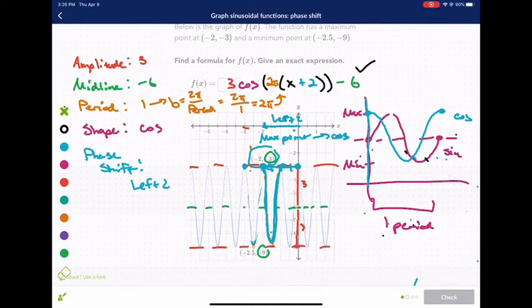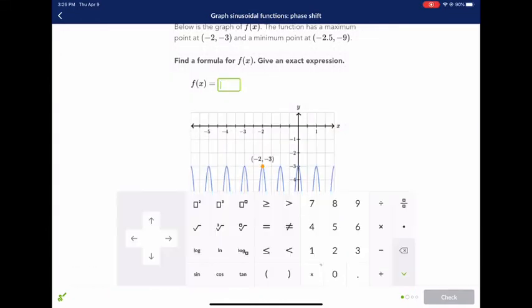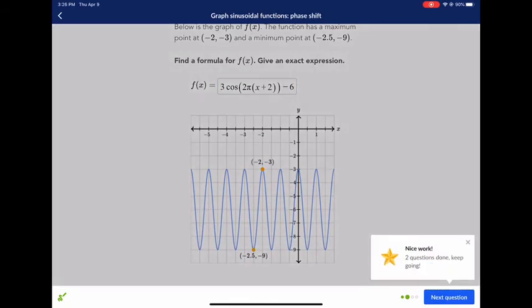All right, let's make sure we understand where this 2 pi comes from, right? It comes from our period. We don't put the period in our function. We put the period into this formula. 2 pi divided by the period gives me the number that I put into my function. So 2 pi divided by 1 is 2 pi, and that's the number that goes into my function. All right, so let's input this equation and see if we're right. Nice.